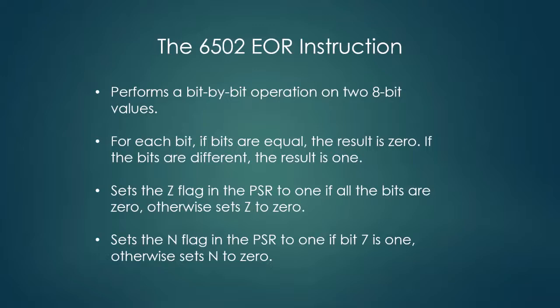The 6502 EOR instruction performs an exclusive OR operation on two 8-bit values. For each bit, if the bits are equal, then the result is 0. If the bits are different, however, the result will be 1. And this operation sets the Z flag and the N flag in the same manner as the AND and inclusive OR operations.